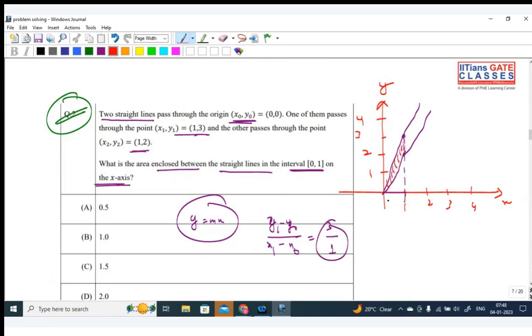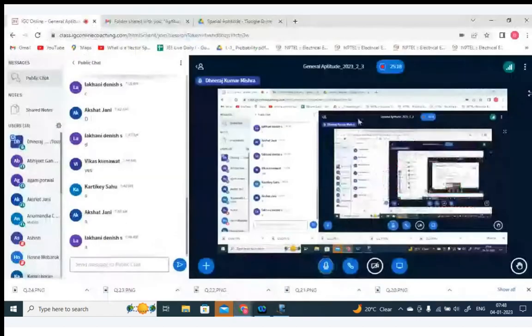Suppose this is O, this is B, this is the C point, and this is the A point. What is this area? Find out the area. The answer will be 0.5, so the option is going to be 0.5.